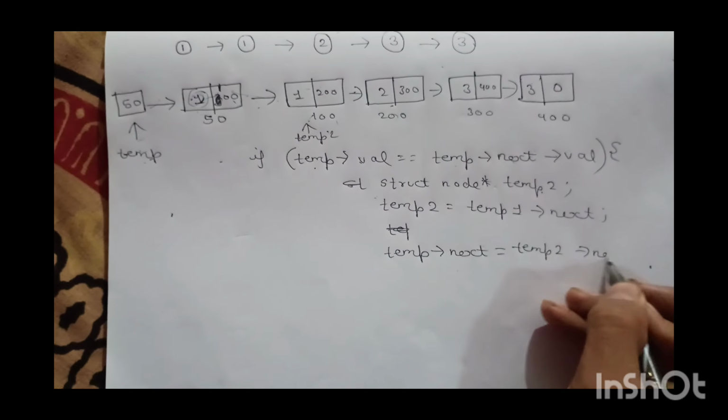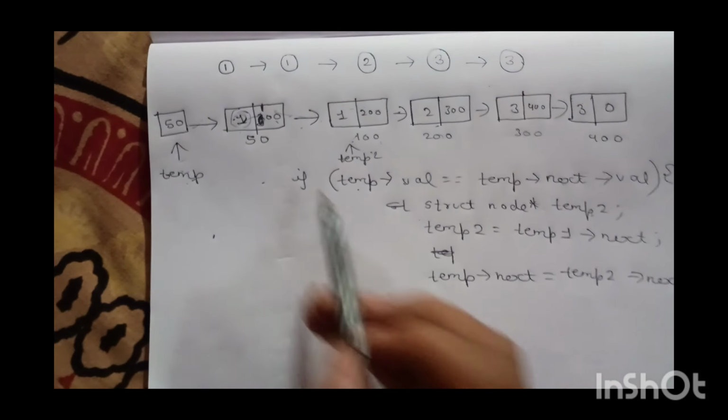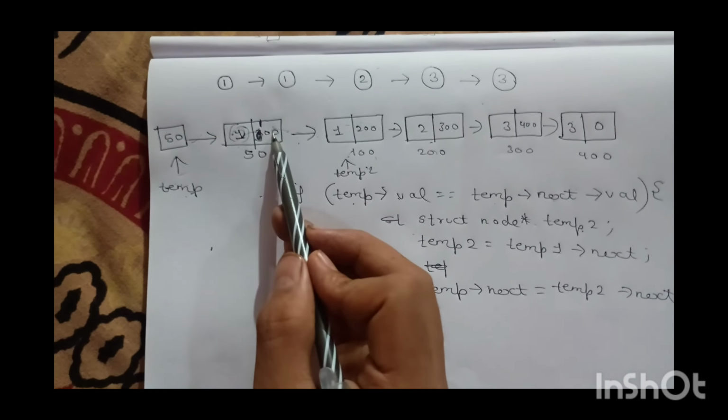Temp2 next. So what does this mean? My temp next will update to temp2's next. Temp2 is pointing to this node. And what will be temp2's next? 200. So I am assigning temp2 next, whose value is 200, to temp's next. So then it will update to 200. And now this link will be broken. Okay. And this will point to this node.